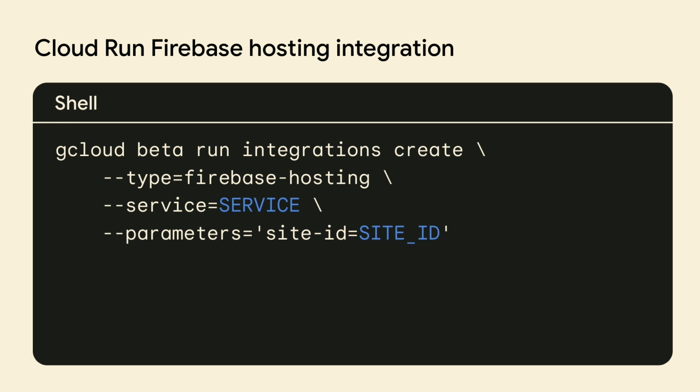So gcloud beta run integrations. This is a Cloud Run integration with Firebase, where you can say, I want to throw Firebase on top of my Cloud Run application. So if it's not something that can run in Firebase App Hosting yet, if it's not Next.js or Angular, but you want to throw your Firebase CDN on top of Cloud Run, you can do that with this command.